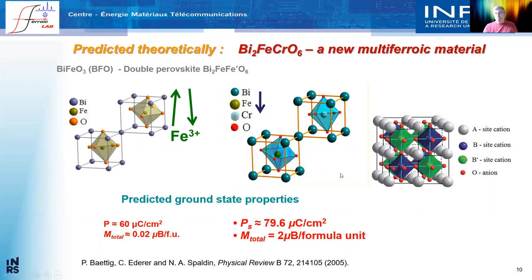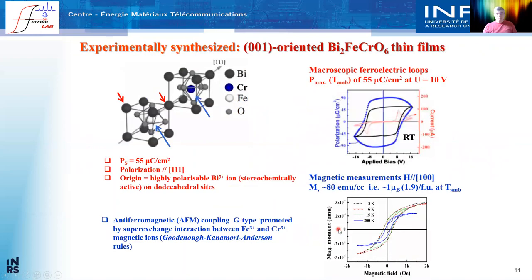The problem is, in order for that to happen, you have to have an ordering of the iron and chromium. People believed it was not going to happen, except of course in the computer where you can choose what you do. Nevertheless, we tried to do it, and we did find some conditions in which such an ordering is actually happening. So here you have the room temperature ferroelectric loops. You see it's a little leaky. At low temperature, it's much better. But nevertheless, it's obviously ferroelectric, as you can see here from the current loop, and it's magnetic.